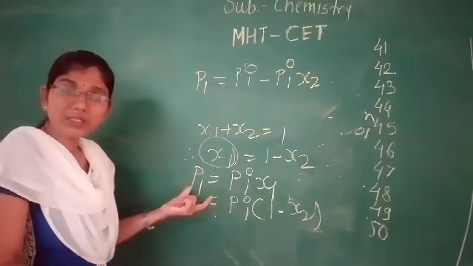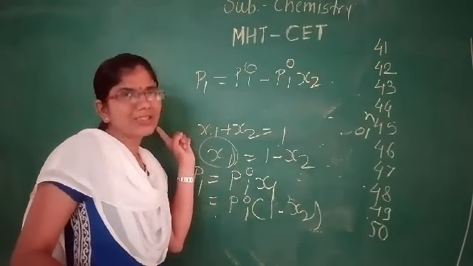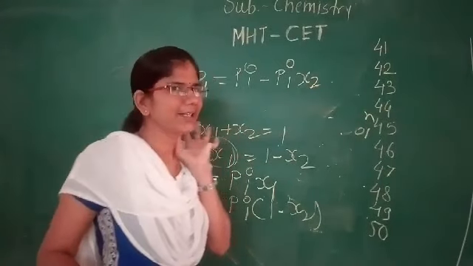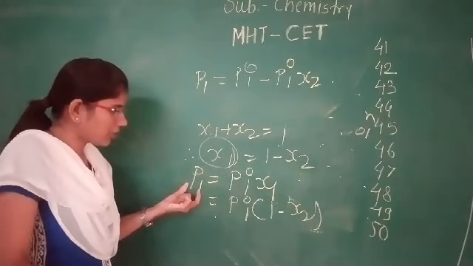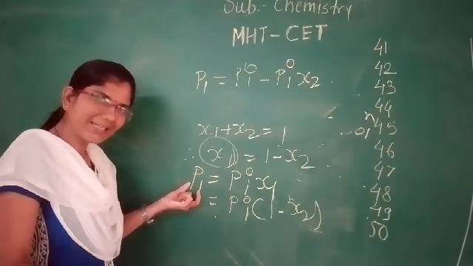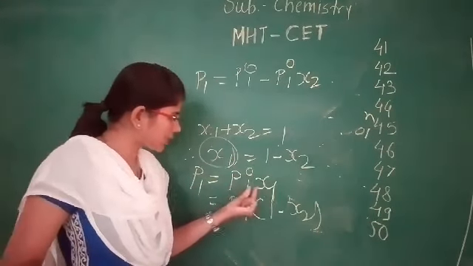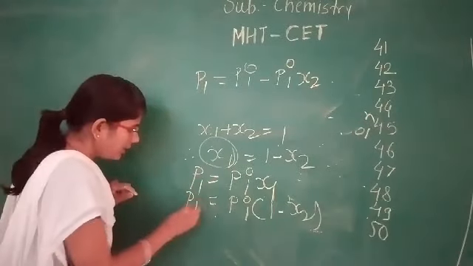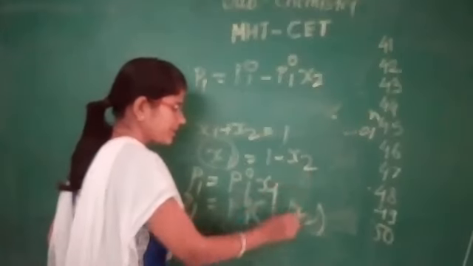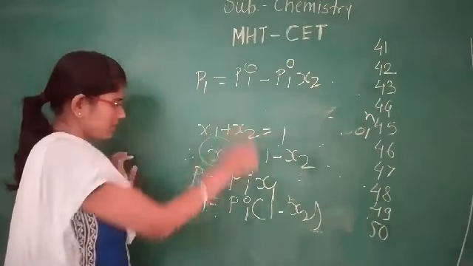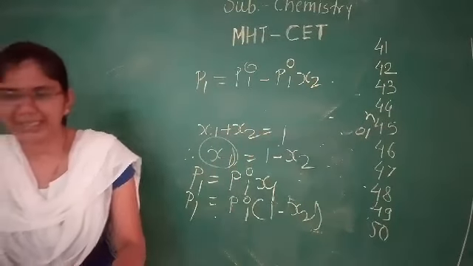Why do we not consider P2? Because one of the components of the solution is non-volatile, and therefore we only consider the partial pressure of the first component, which is the volatile component, P1, according to Raoult's law. P1 is equal to P01 x1, and we know that x1 is equal to 1 minus x2, then P1 is equal to P01 minus P01 x2.